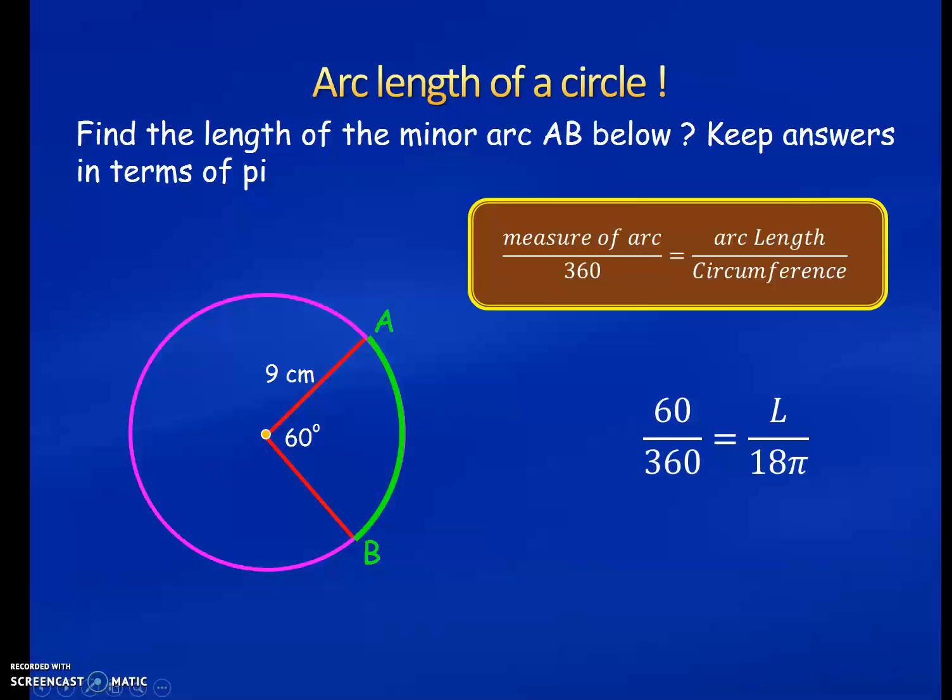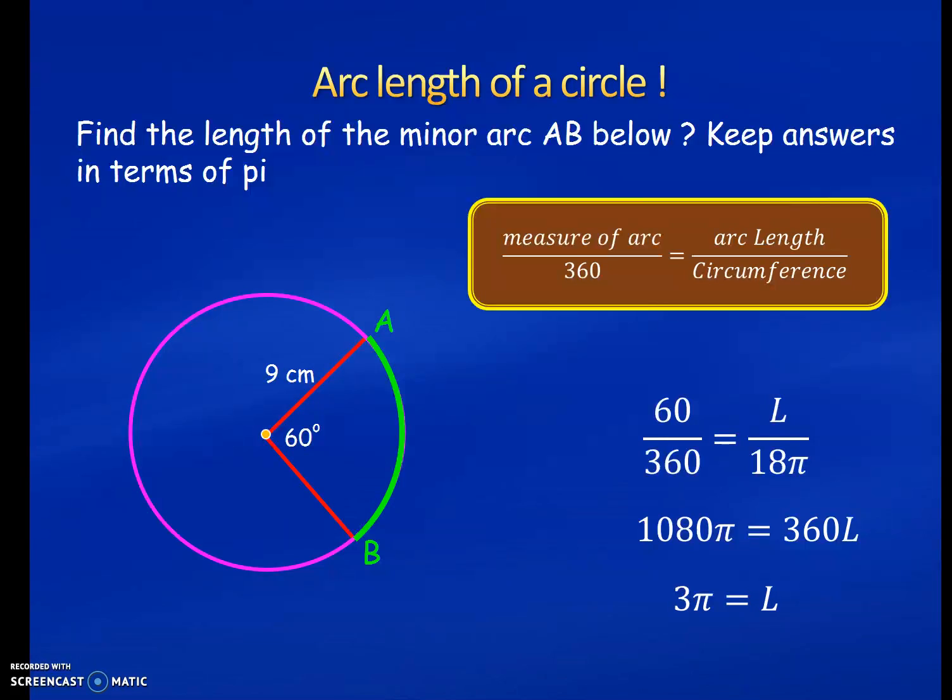So once again, I'm going to cross multiply. 60 times 18 is 1080, and then 360 times L is going to be 360L. And then I'm going to divide both sides by 360, and we end up with 3 pi. Okay, as you can see, I'm not really doing much with my pi there. I'm kind of just dragging it along, kind of treat it like it's an x or something, where we don't want to actually multiply it through.